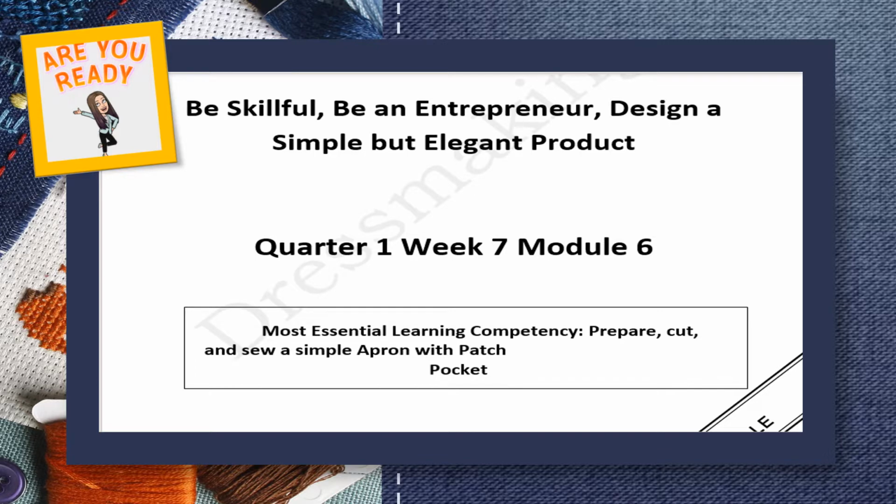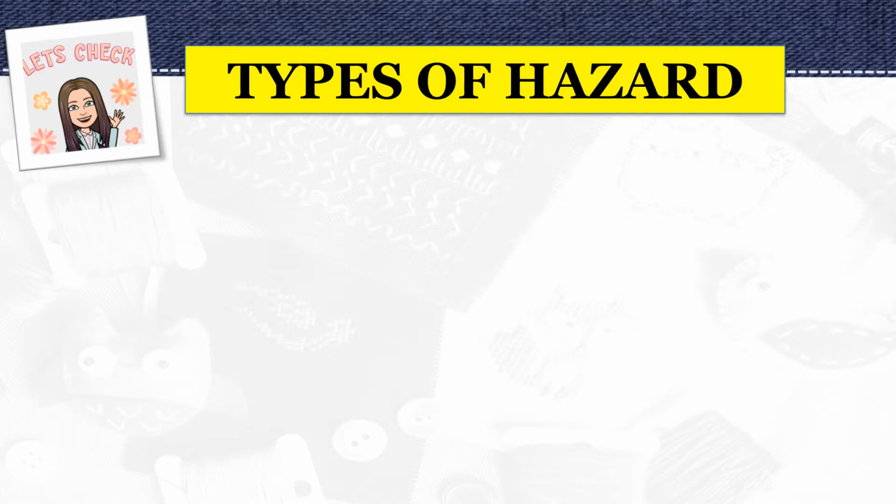Okay, so our module is all about being skillful, being an entrepreneur, and designing a simple but elegant product. Our most essential learning competency is to prepare, cut, and sew a simple apron with patch pocket. But before we proceed to our lesson this morning, let's recall or review our past lesson last week.